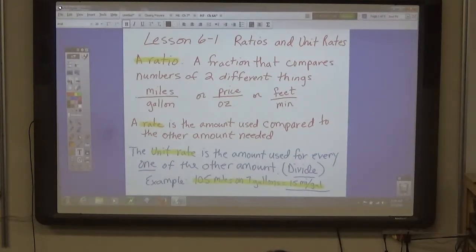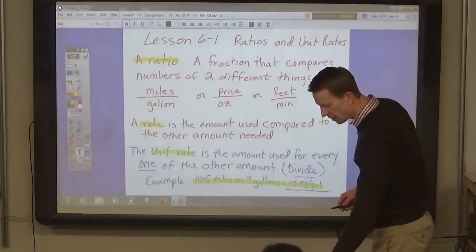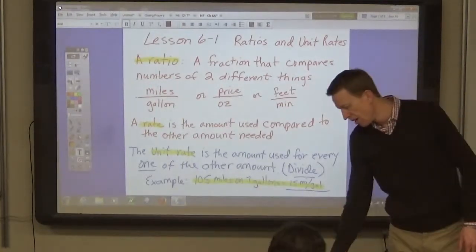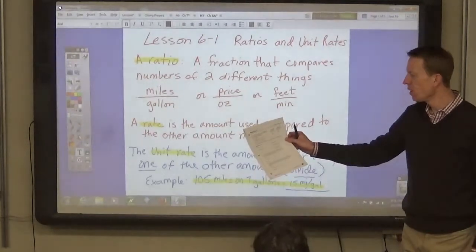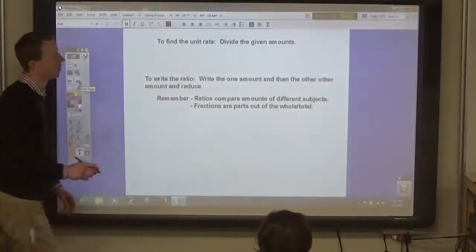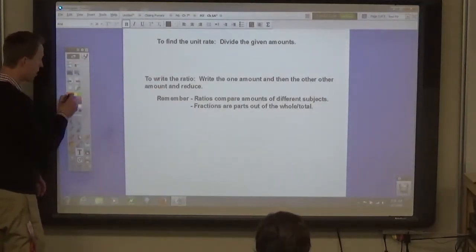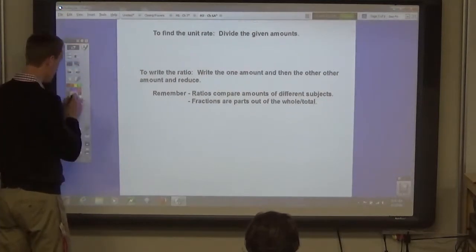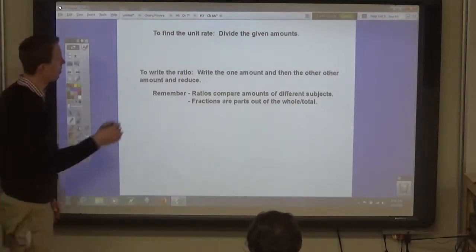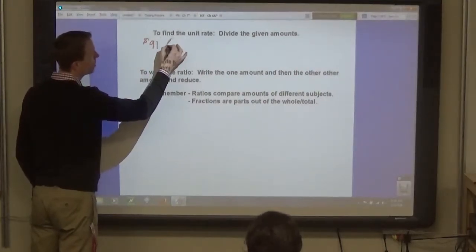Okay? Look at your worksheet for today. On the first side, it gives you several amounts, and you're going to just practice finding the unit rate. So in the first one, it's dollars per hour. In number 1, I think it's $91 in 14 hours. $91 in 14 hours.